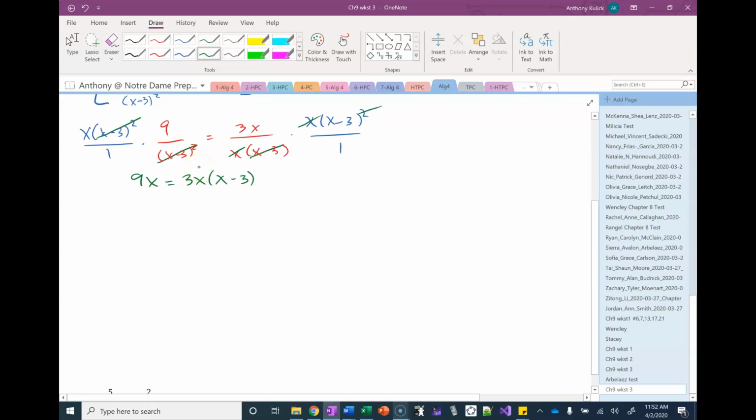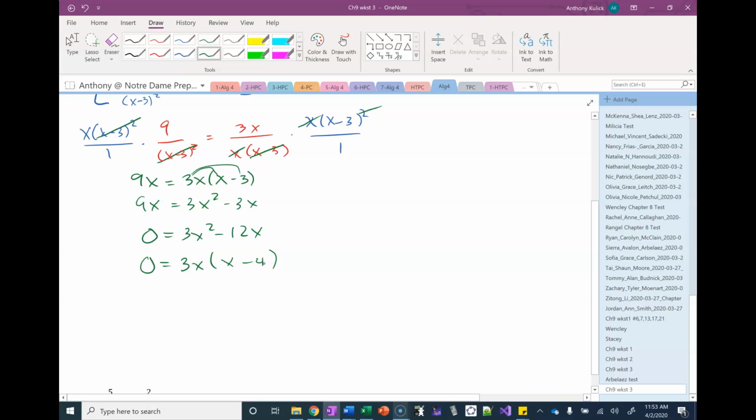And this is now no more fractions, and it should be relatively straightforward to handle. So I'm going to start by distributing that 3x. And then I'm going to have a quadratic equation here. So to solve it, I need to get it equal to 0. So I'll subtract 9x from both sides. And now to solve this, I'm going to do it by factoring. And since there's no constant term, the factoring is quite easy. All I need to do is take out a greatest common factor. The greatest common factor here is 3x.